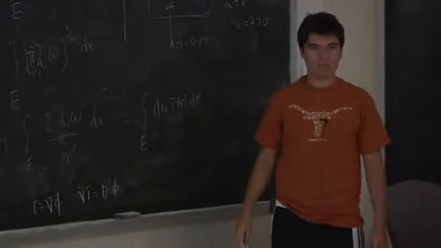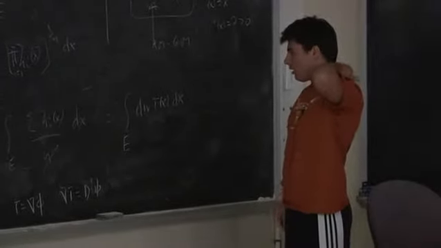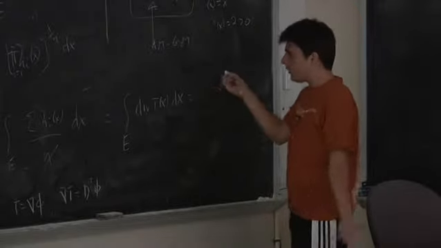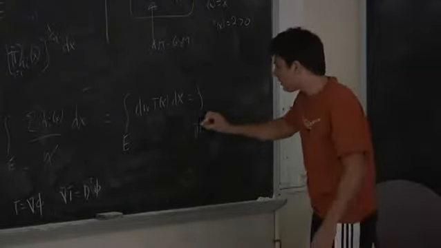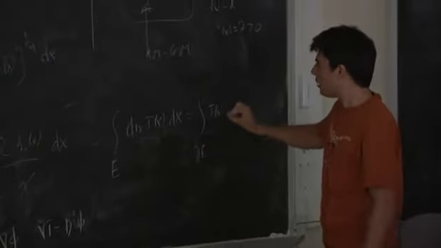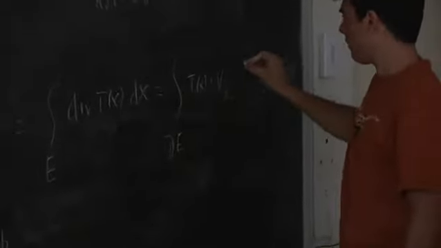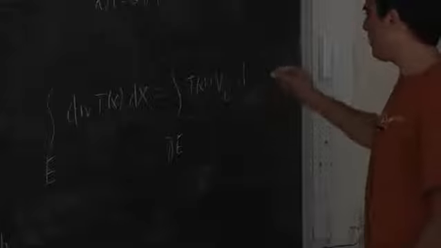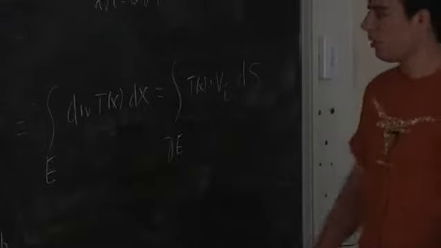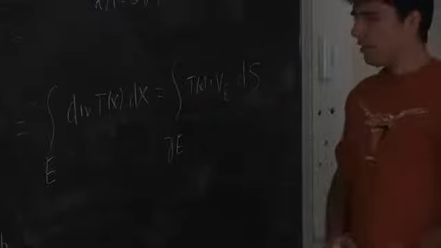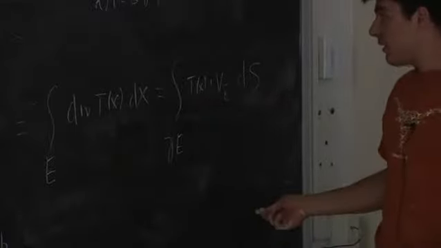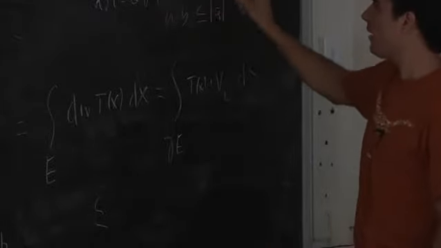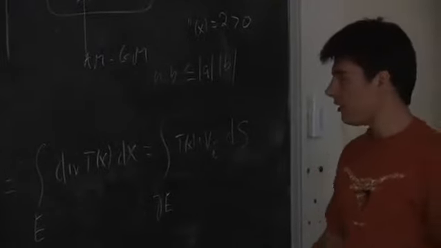Cool. And now, what? Now we just use the divergence theorem, right? So this is equal to the integral over the boundary of E of T dotted with the normal to the boundary. The measure is not dx, it's the Hausdorff measure, but let's just call it ds, the surface measure. But now we're basically done, because A dot B is less than or equal to mod A mod B, because there's a cosine, which is less than or equal to 1.